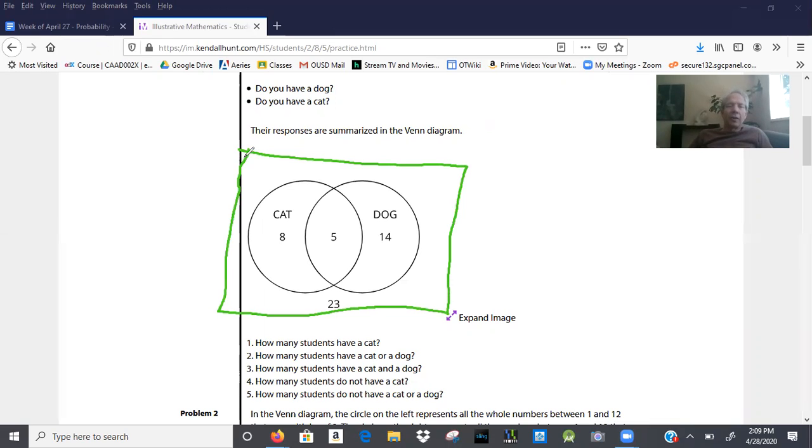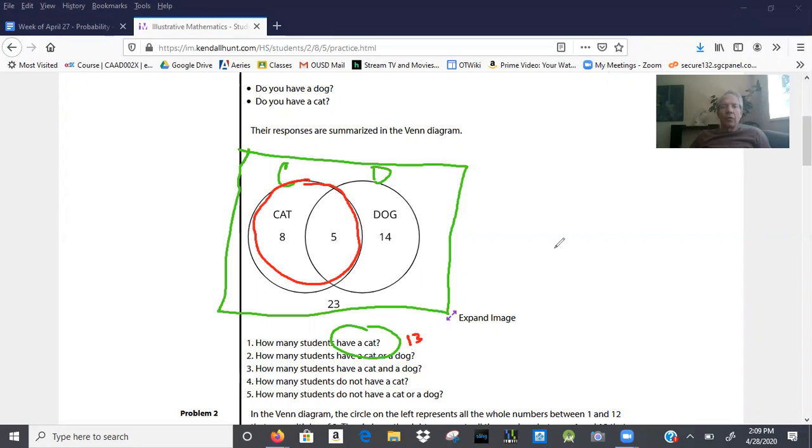All right, I think the dog has calmed down. So I'm going to call this set C and call this set D, not quite. So if I ask you, do you have a cat? It's everybody here in the cat circle. So I have to add those together. Cat, there's 13 people, the 8 plus the 5.